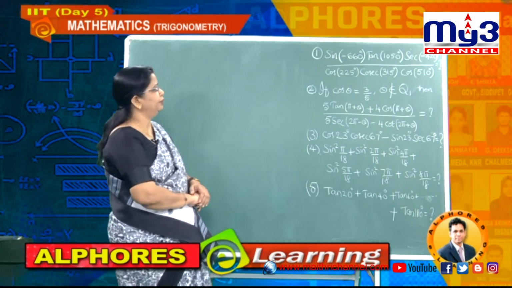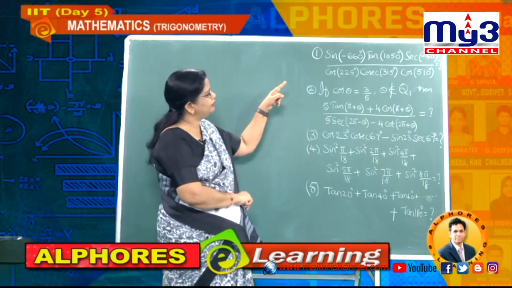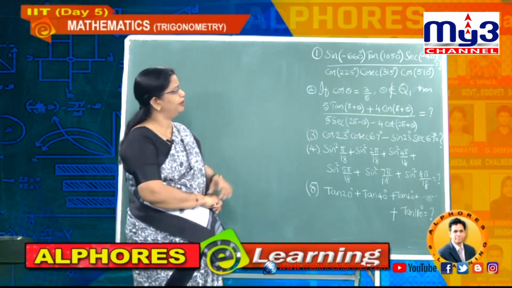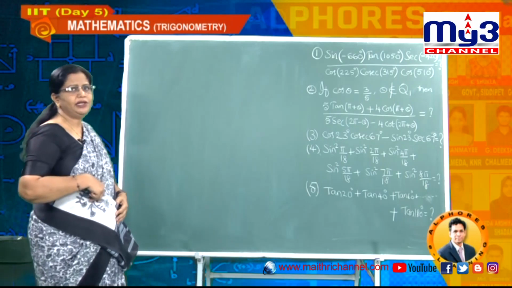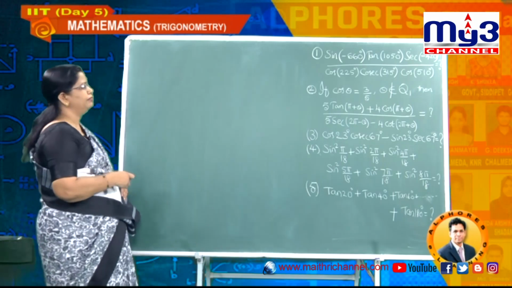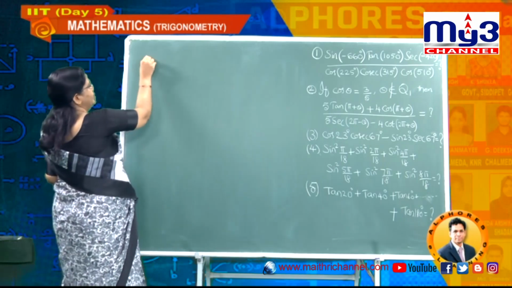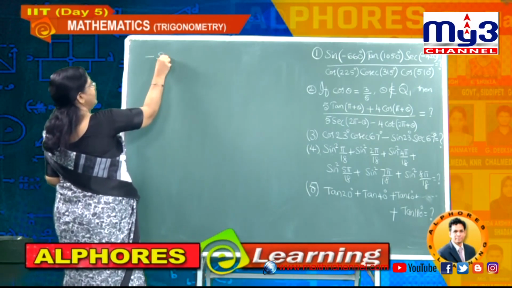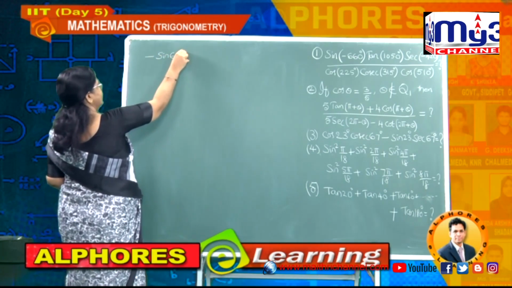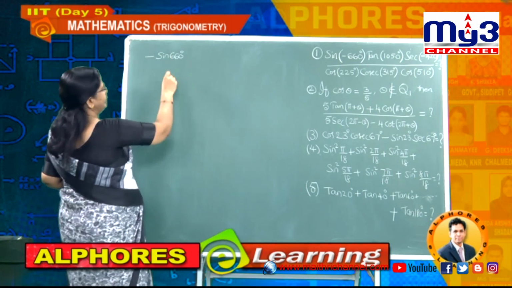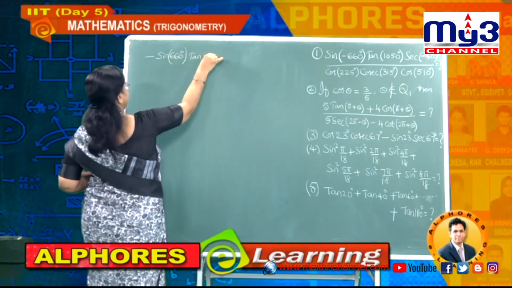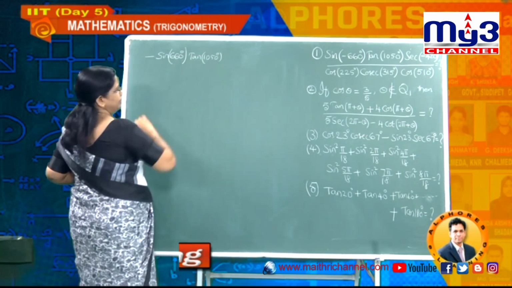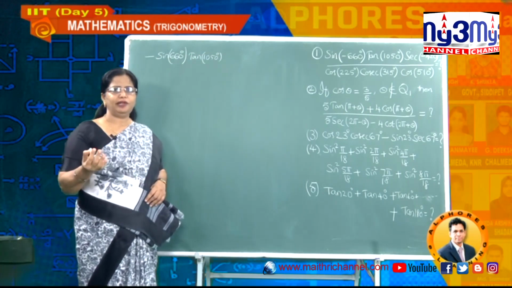Okay. Now observe, first of all, some negative symbols are there in the problem. In the first one, sine of minus theta. What is sine of minus theta? It is minus sine theta. So first I am writing minus sine 660 degrees into, there is no minus symbol, so I am writing it as tan 1050 degrees, and afterwards it is secant of minus theta.